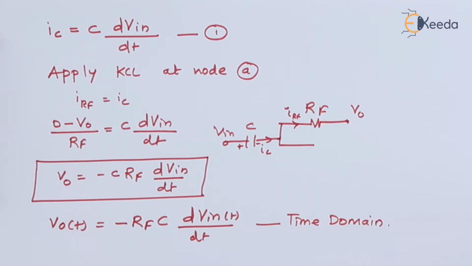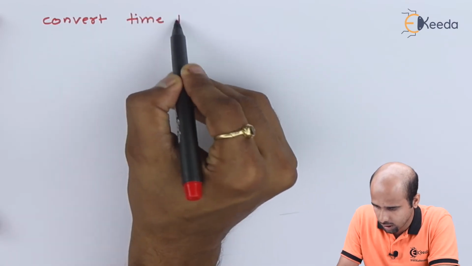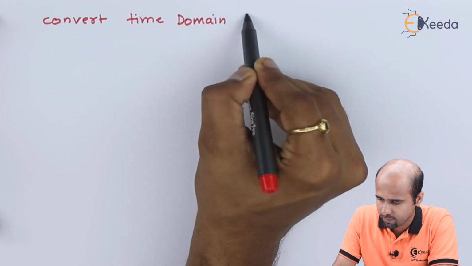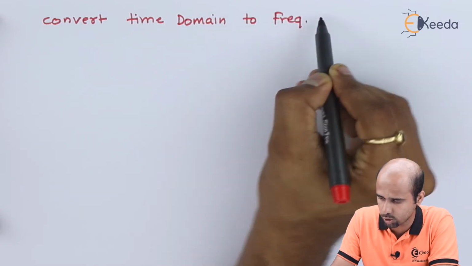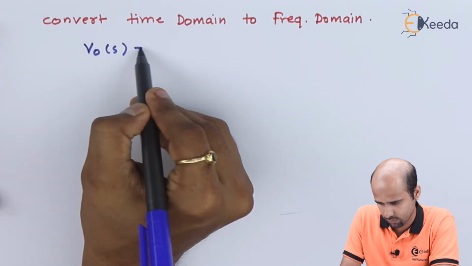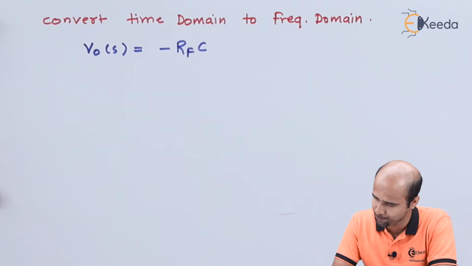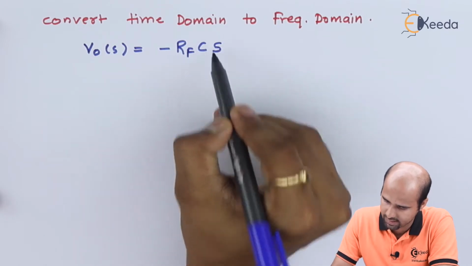I want to convert this into the frequency domain. So we will make use of the Laplace transform fundamental, where we can convert this d by dt into simple s. S is nothing but j omega, which is nothing but frequency. We will convert time domain to frequency domain. We will be getting VO of S is equal to minus RF into C, that is all okay. And here we will be getting S.